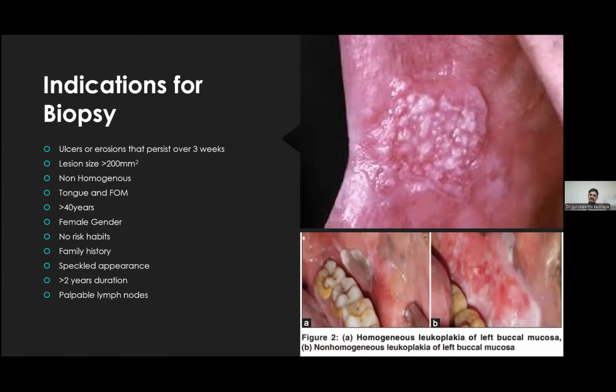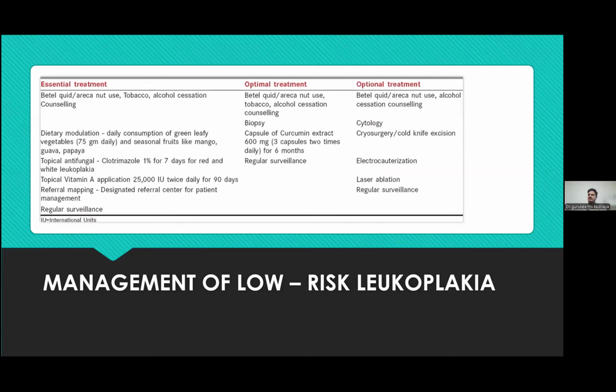These indications are given by the Indian consensus guidelines for OPMDs. It is a very interesting article where they have condensed all the guidelines for diagnosis as well as management of OPMDs as per the requirement of the Indian population. They have categorized treatment into essential, optimal, and optional treatment for these lesions. Essential treatment has a higher level of evidence, whereas optimal and optional treatment has a lower level of evidence, and the results are equivocal.